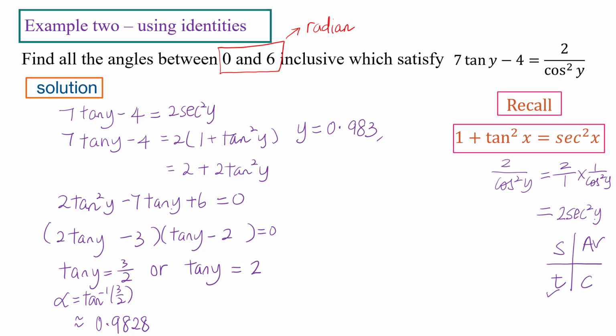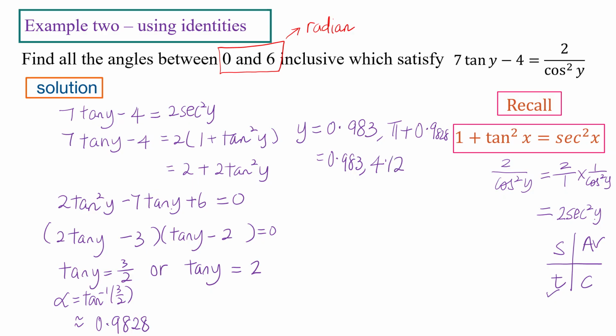So 180 degrees is pi. So that will be pi plus alpha, pi plus 0.9828. And that gives you 4.12.